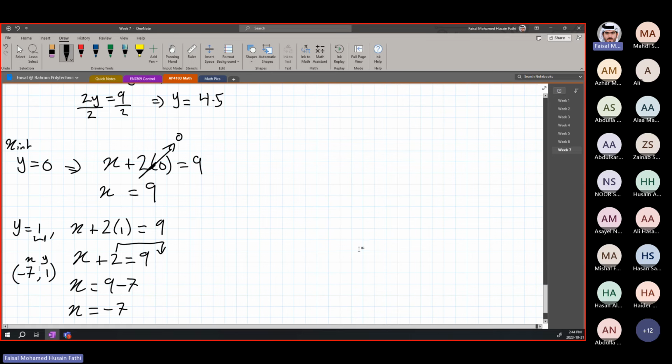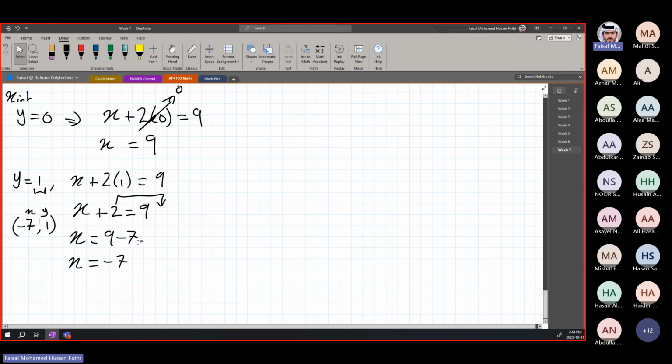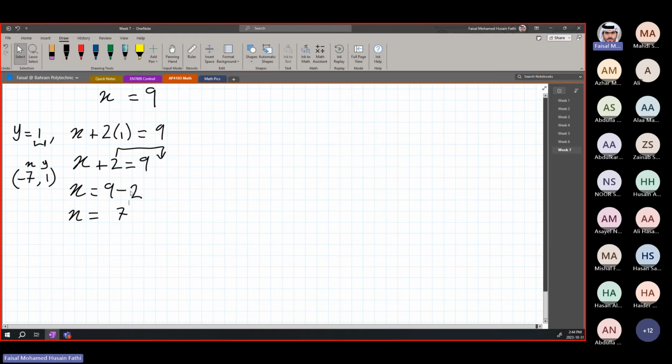This is x, y. Okay. The reason I'm doing this third point is so that you have an extra point. Plus. Not minus. Plus. And this is 7, this is 2, right, 9 minus 2. My brain is starting to struggle a bit. 9 minus 2, okay. So 9 minus 2 is equal to 7.